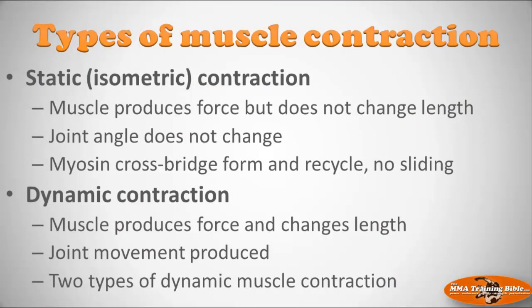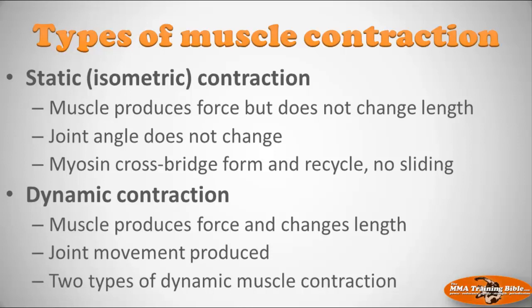First things first, there are 2 types of muscle contractions that I want you to be aware of. One type is called static contraction, or you may have heard a similar term, isometric contraction. Both of those mean the same thing for us: static or isometric, same thing. The other type of contraction is called a dynamic contraction. So let's first start by talking about what a static or isometric contraction is.